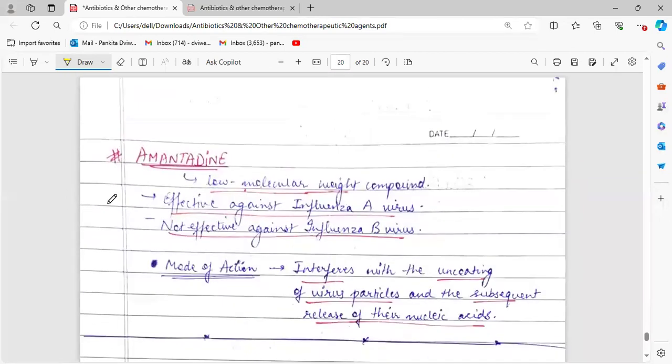Next one in this category of antivirals are the amantadines. They are low molecular weight compounds effective against influenza A virus, and they are not effective against the influenza B virus. They act through interfering with the uncoating of the viral particles and the subsequent release of nucleic acid. So when they inhibit the uncoating of viral particles, the nucleic acid is not released into the host organism, due to which the virus cannot affect the host organism. This is how amantadine will work.